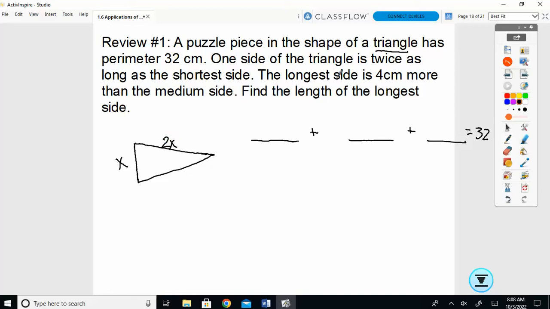The longest side is 4 centimeters more than the medium side. So which one's my medium side? 2x. So 4 more than that: 2x plus 4. Okay, so that's defining my variables. So then we add all three of those together. So x plus 2x plus 2x plus 4. So we add like terms.